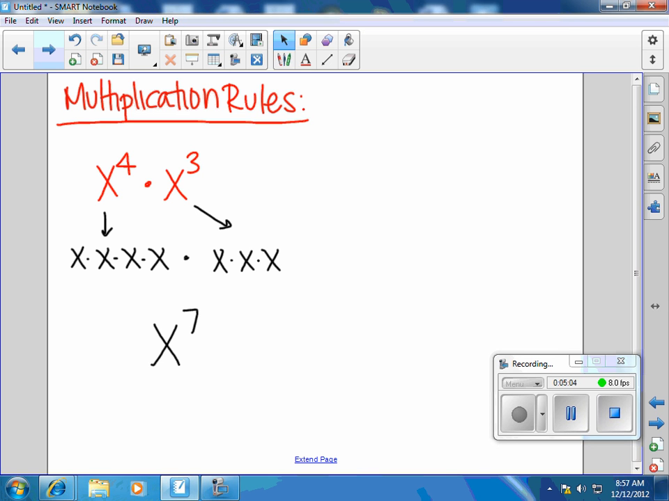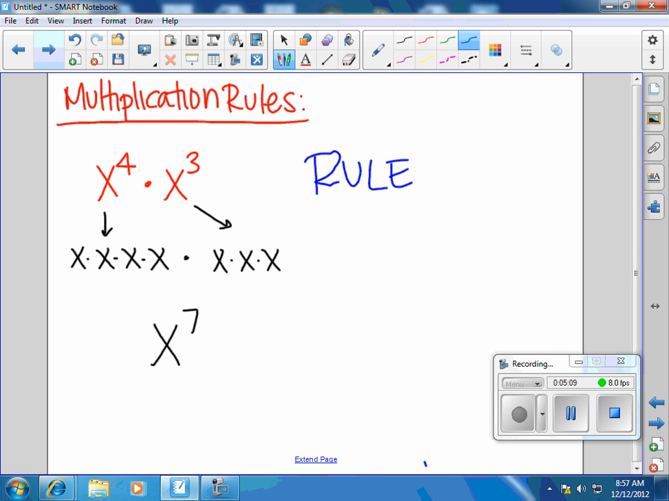So rule number 1. Rule number 1 says that if your bases are the same, so if you notice both of these had an x, that's the only reason we can combine them. If your bases are the same, let's say we have x to the n power and x to the m power, two different numbers, then we can combine these by adding our exponents.